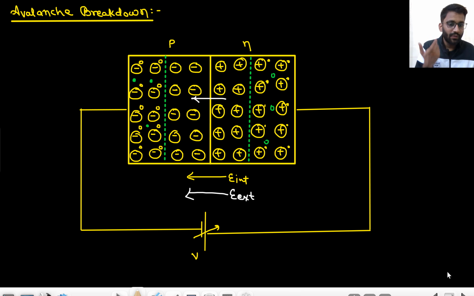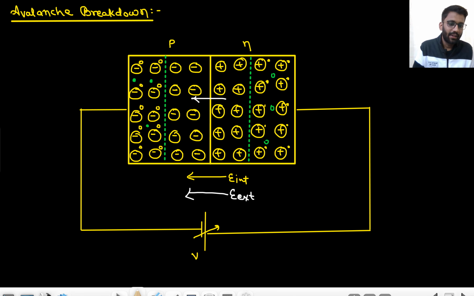So now these electrons will get high kinetic energy. Electrons are getting strongly attracted. That means they are feeling more force. More force, that means they are traveling very fast. Traveling very fast means they are having more kinetic energy. And now because of this more kinetic energy, these electrons will start colliding with these silicon atoms. They will collide with these silicon atoms.